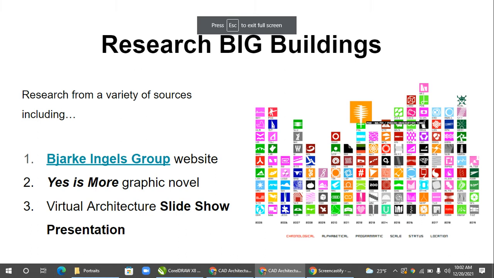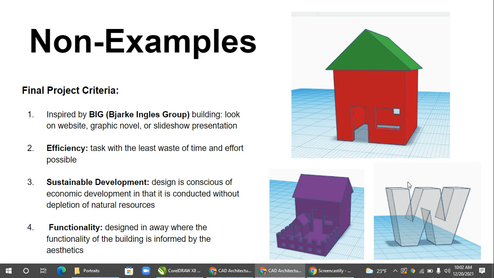Hello, ladies and gentlemen. Before you get started on your finer architecture design, be sure to choose an inspirational building from the Bjark Ingels Group website. Again, this could be from the website or even from the Yes is More graphic novel or the slideshow presentation in this document. Once you've chosen a specific building that draws inspiration from and not copying to, you can start working on your building. Now, as you're working on your building, here are some non examples.